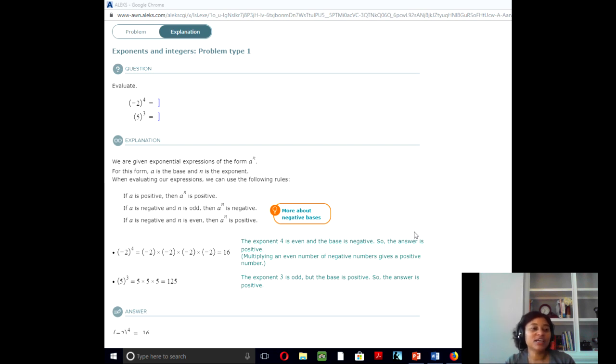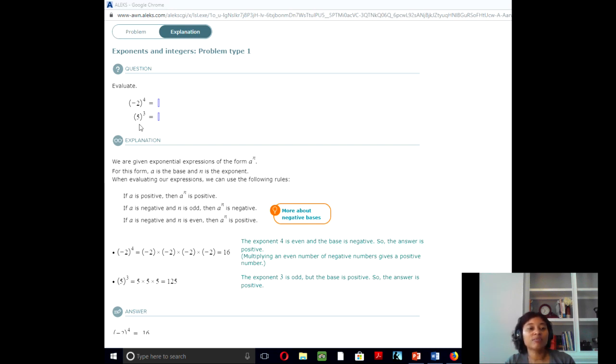As you can see here, the only thing they did for the first problem, they have a -2 in parentheses with an exponent of 4. So what they did was they multiplied -2 in parentheses 4 times and ended up with a positive 16. Make sure to include the negative sign because you'll end up with the incorrect answer.